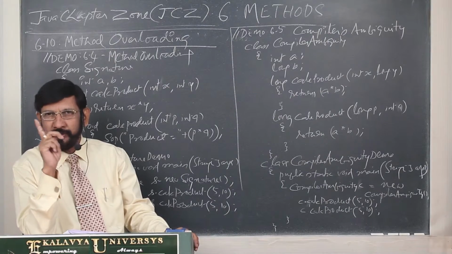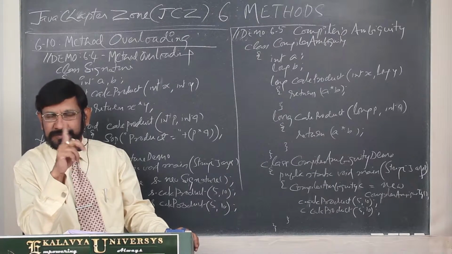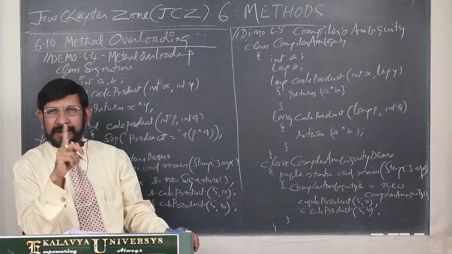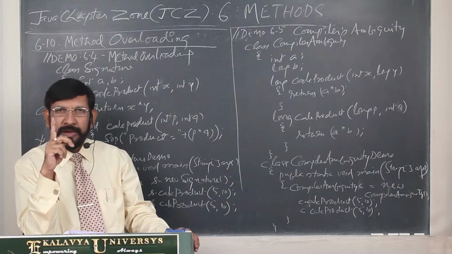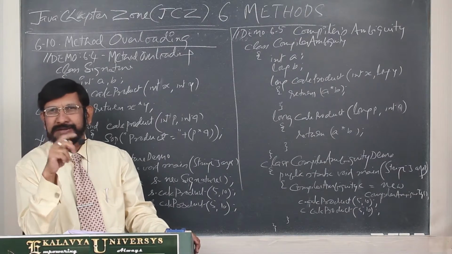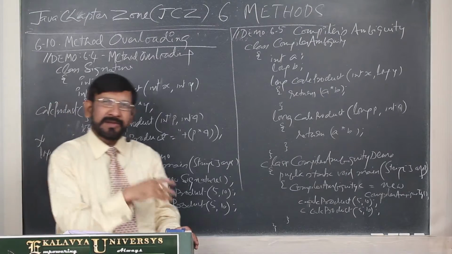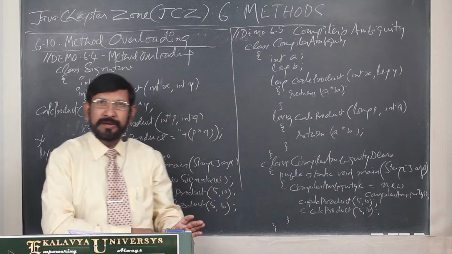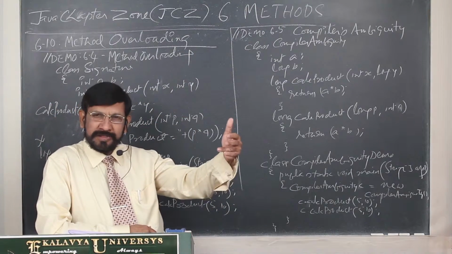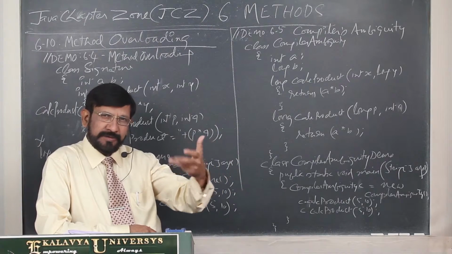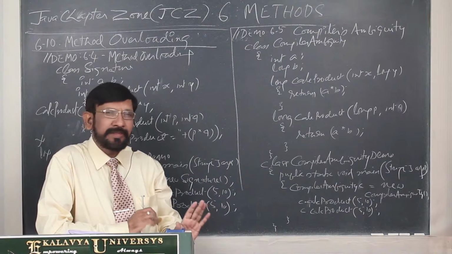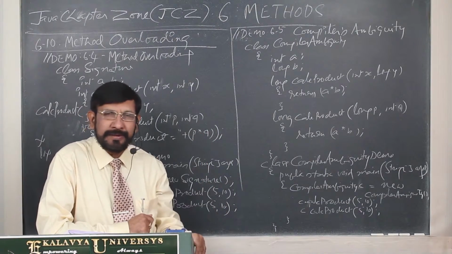Calculate product float is the signature of the second one. Third one is calculate product long float and int, that is the signature. As long as signatures are different, whenever a particular method is called, first method or second method, third method, the system can identify that. There is no confusion for the compiler.